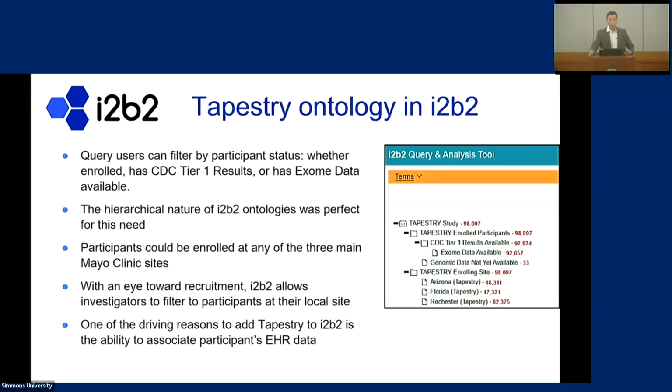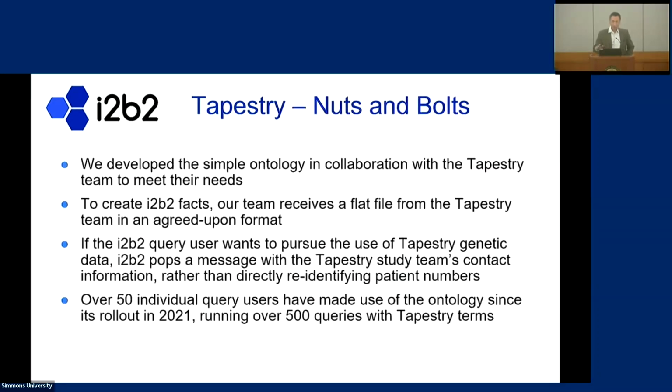So, one of the main reasons for Dr. Lazarado, the PI of the Tapestry study, to want to put the ontology into I2B2 is that he wanted to be able to associate participants of his study with their medical data easily. And so I2B2 is perfect for that purpose. Okay. So I'm going to talk a little bit about the nuts and bolts of how we do this.